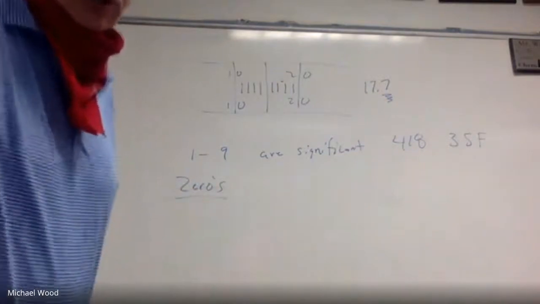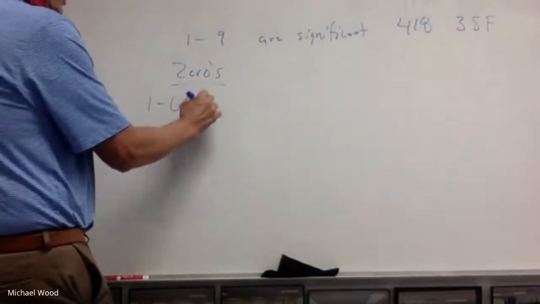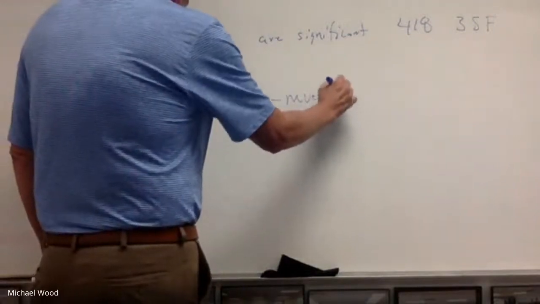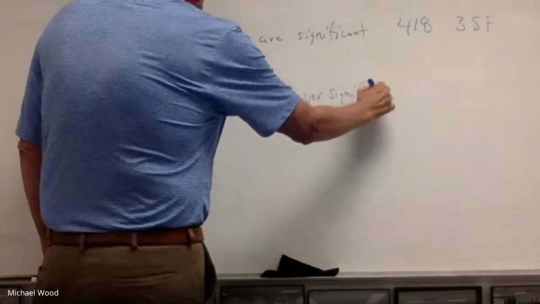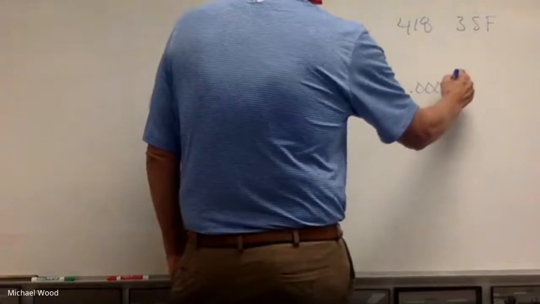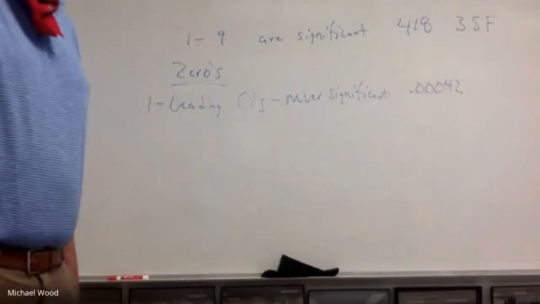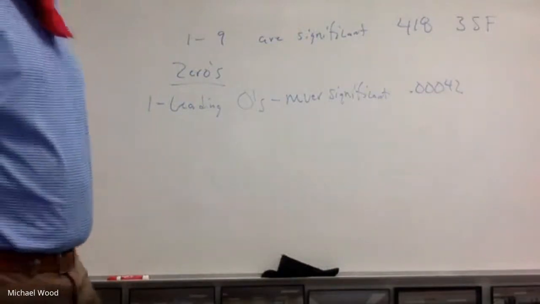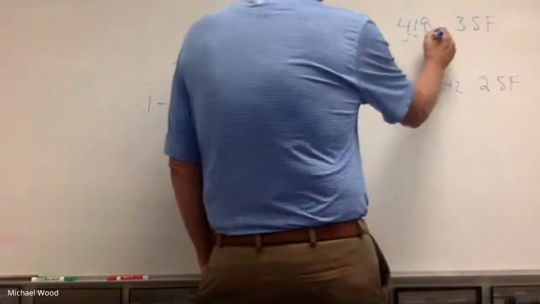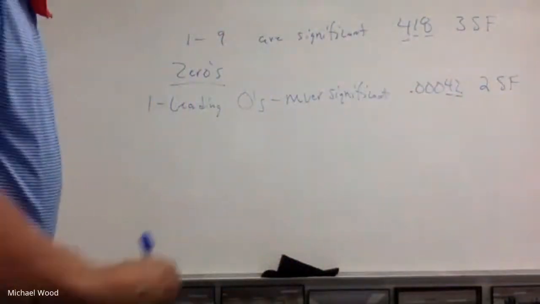So the rule on zeros, and this again comes right off the handout. First of all, leading zeros. Leading zeros are never significant. Now they're part of the number, but they're not counted as sig figs. So if I have this number, 0.00042, those zeros are part of the number, but they are not considered significant figures. They just determine the decimal place. So this would have 2 significant figures, like this has 1, 2, 3. This would have 1, 2. So leading zeros are never significant.